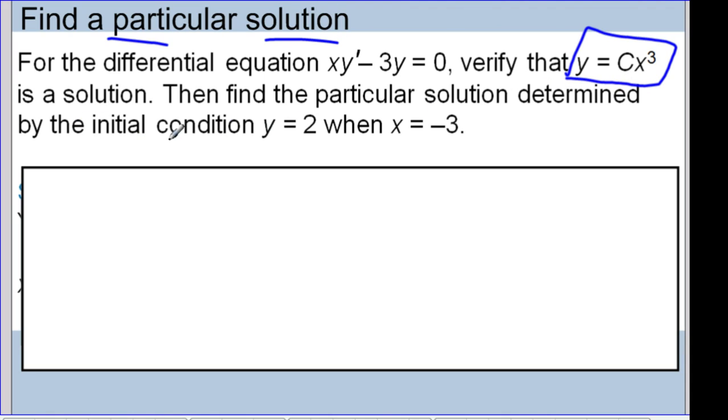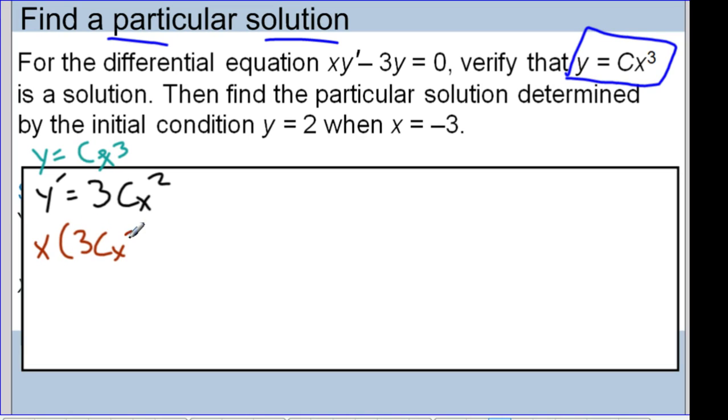If my y equals cx cubed, that means my y prime, which I'm going to need, equals 3cx squared. I'm going to plug that in. So I'm substituting that in: x times, oh no, it's y prime, x times 3cx squared, minus 3 times y, so cx cubed, equals 0.